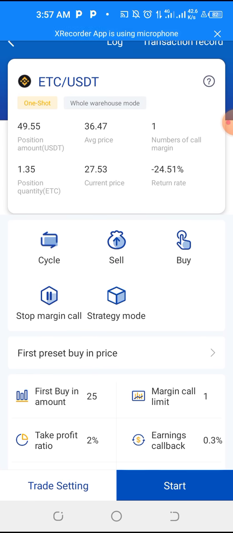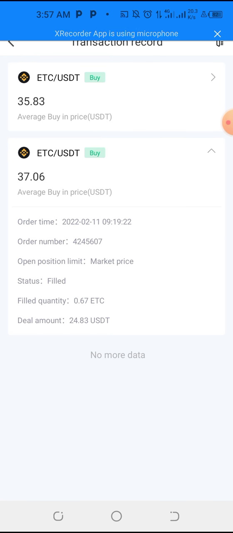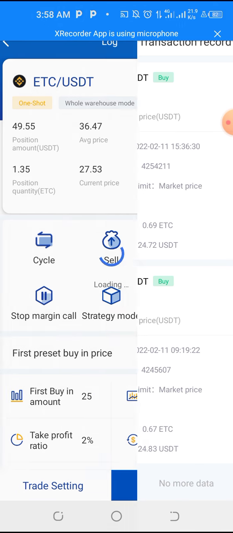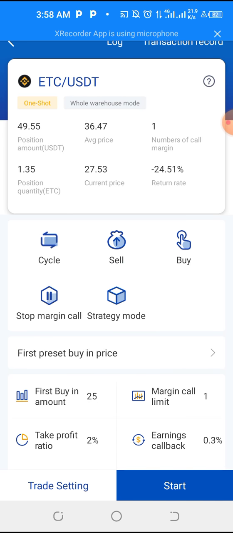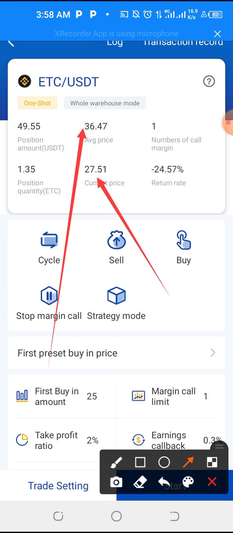Let me look at this trade. The total amount in this trade is 49.55. If you click on transaction record up here, you will see the deal amount. The person bought 24.83, and the bot also bought another 24.7. So the total that has been spent in this trade is 49.55, and the trade started with 36.47. It has been reduced to this price, and this is the percent loss.